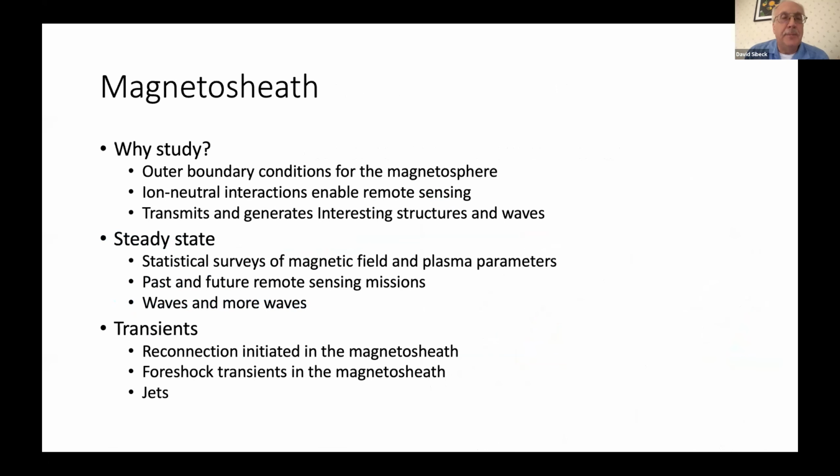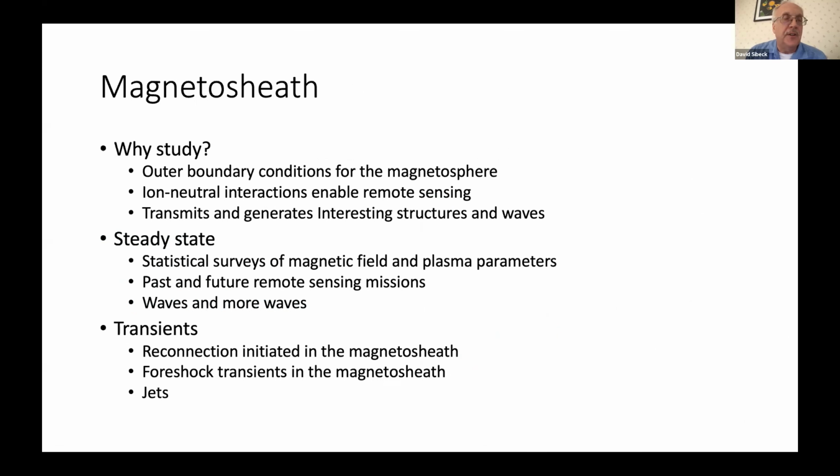It provides outer boundary conditions for the magnetosphere. It's a place where ion-neutral interactions readily enable remote sensing of the boundaries and plasma characteristics of the magnetosheath, and it happily transmits and generates new interesting structures and waves that move from the foreshock through the sheath to the magnetopause. Where are we now?